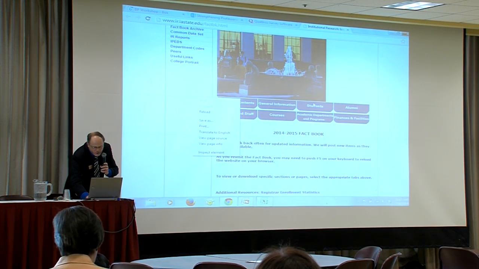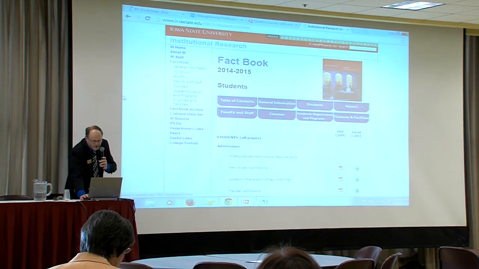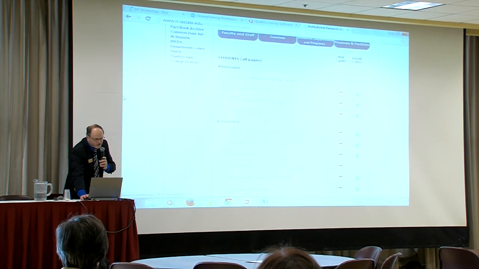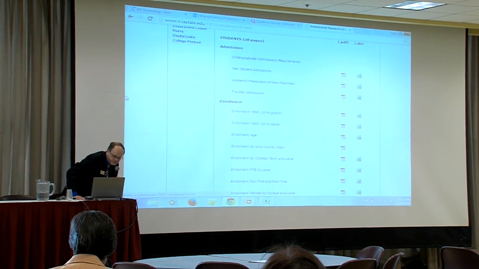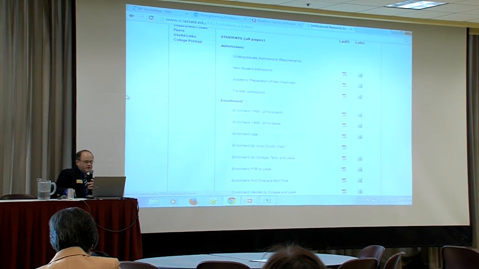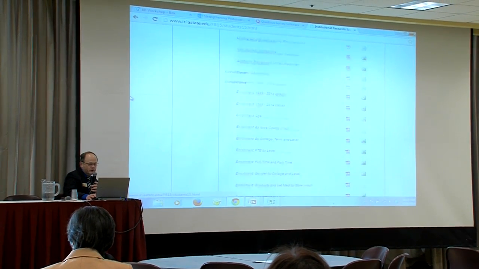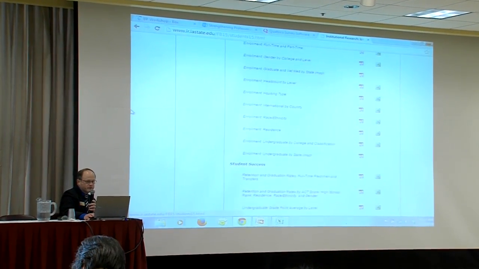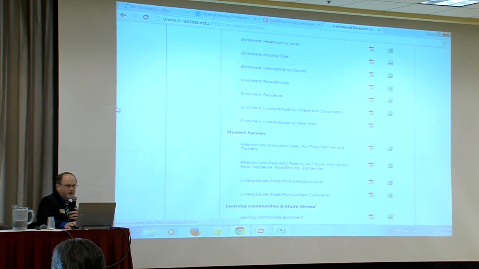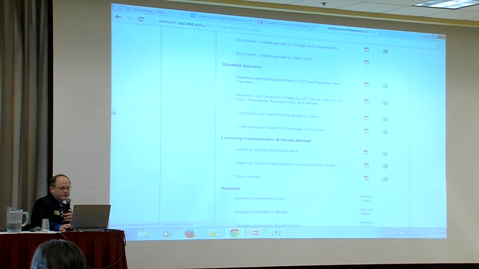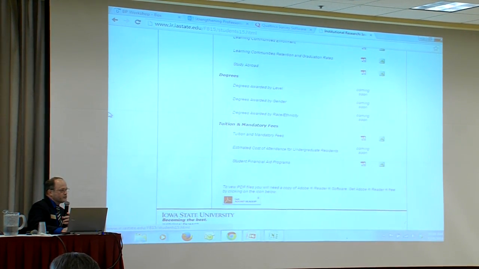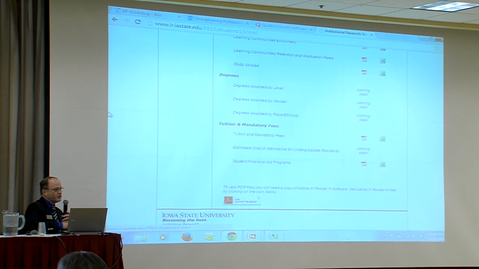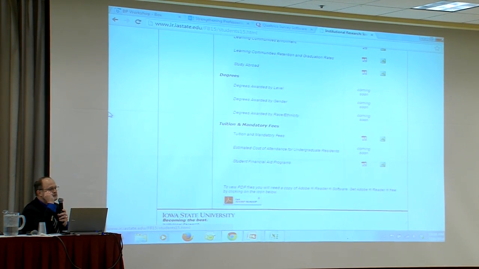And just as a quick example, if you were to click where it says students, you get potentially tons of information that would be directly relevant to what you might want to put into your proposals. So it says information about admissions, enrollments, several different ways, including broken down by race and ethnicity. Also has student success metrics, learning communities, study abroad, degrees. So pretty much anything you'd want that would have an appropriate demographic breakdown is here. Yes?